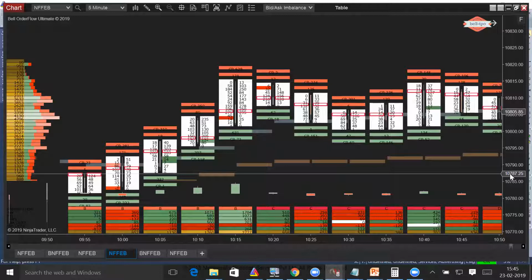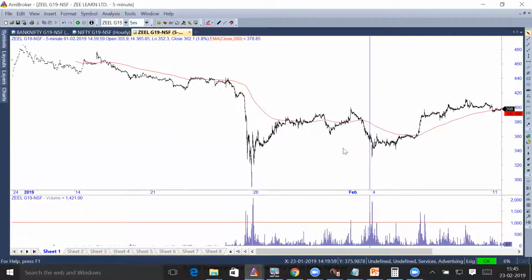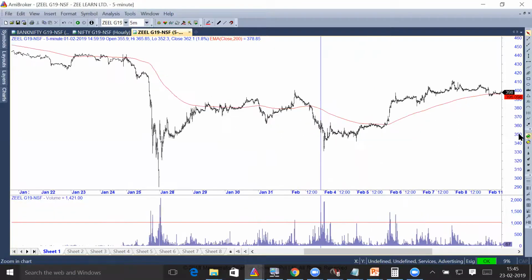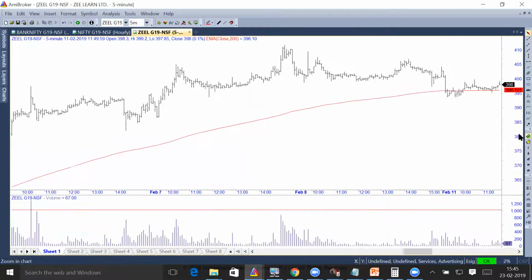First, as a user, you should know what the relative volume is for Nifty, what the relative volume is for Bank Nifty, and if you want to trade Reliance, what the relative volume is for Reliance. If you want to trade Zeal, what is the relative volume for Zeal. Right? So once you understand that, then you'll be able to play the game better, I would say.